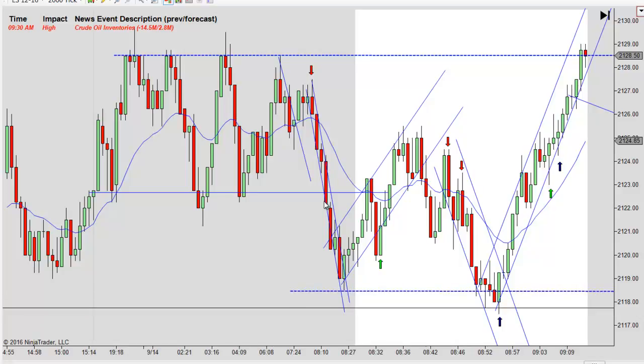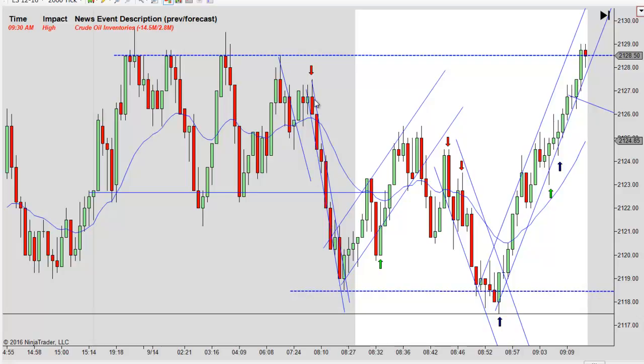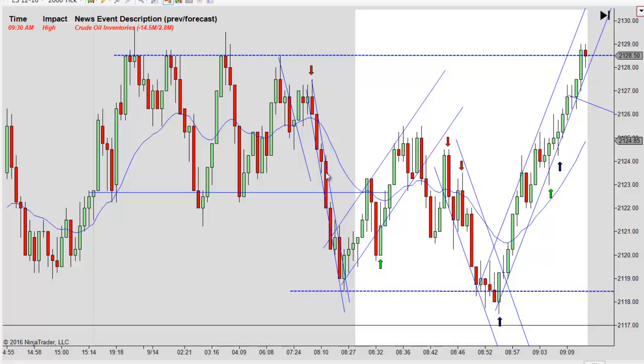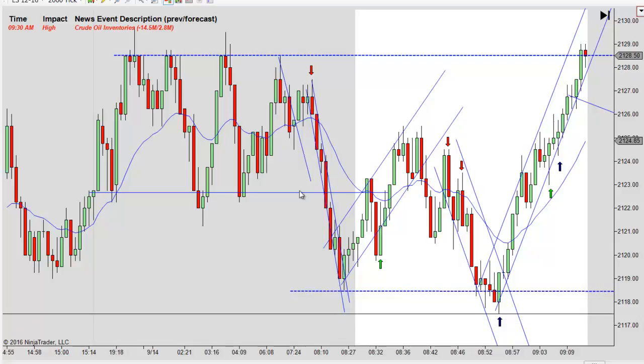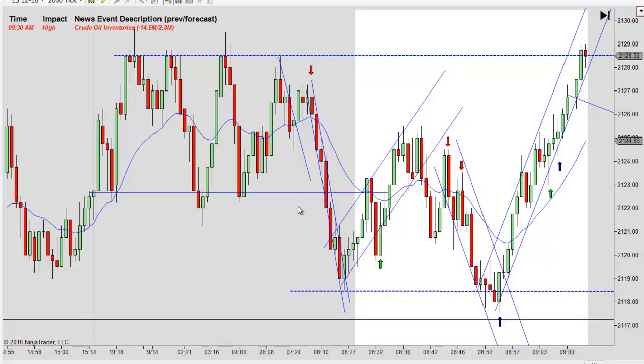And it just goes right on through that support area. You don't know that it's going to do that, but that's why we sometimes hold runners, because we're hoping that it will. So if you've got enough room, there's way more than 4 ticks to get to these lows here.